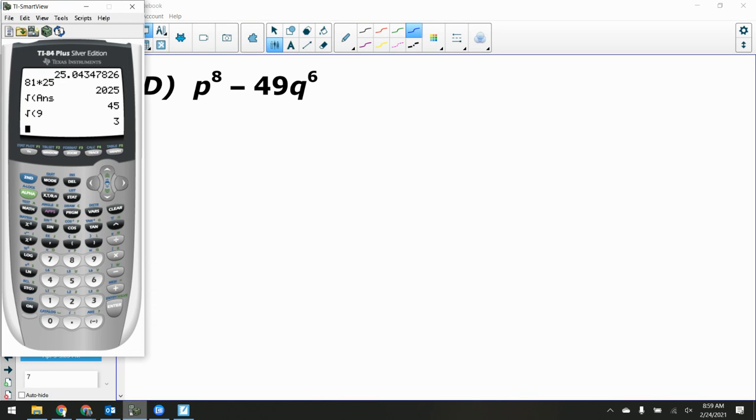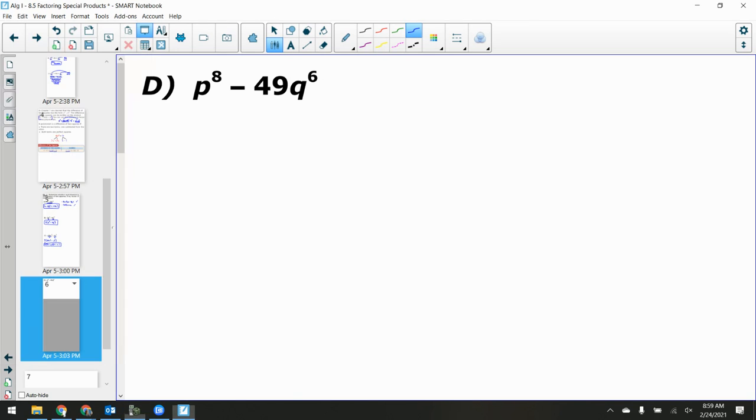If you didn't know that, just go to your calculator and square root it and see. Oh yeah, it comes out as a whole number, it's 7. Okay, is q to the 6th a perfect square? Yes, because it's even. So therefore, I know that this is a difference of squares. One with a minus, one with a plus.